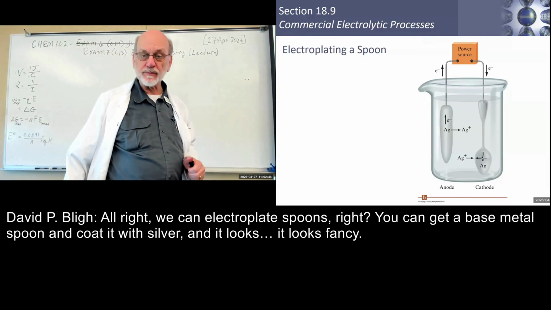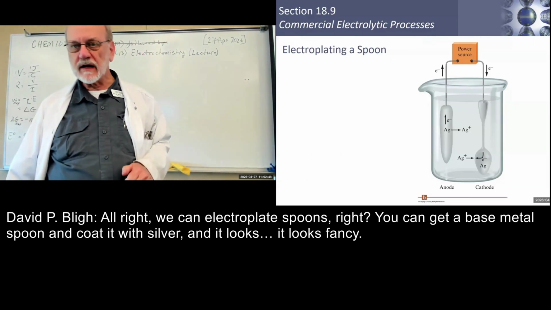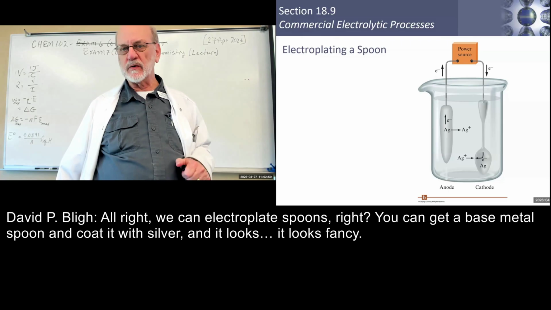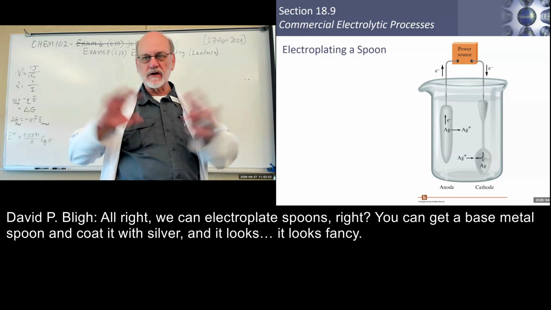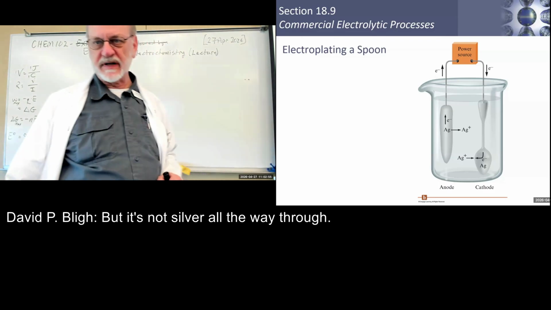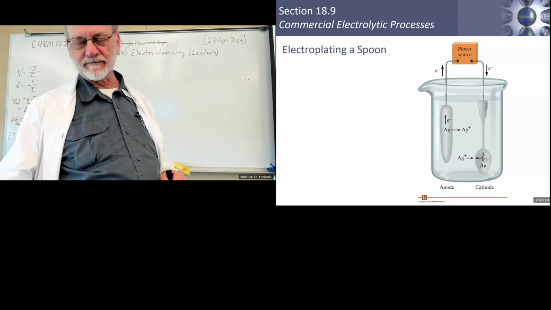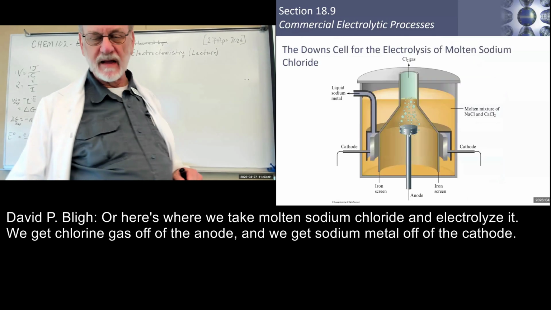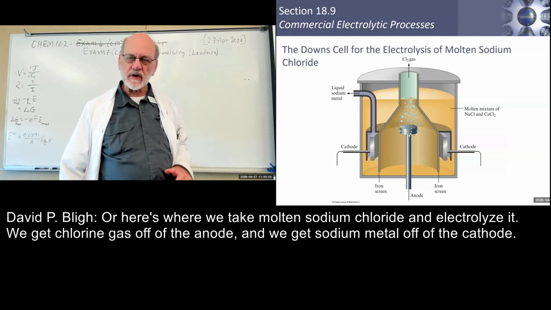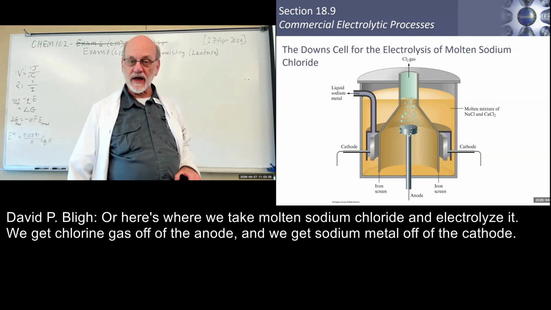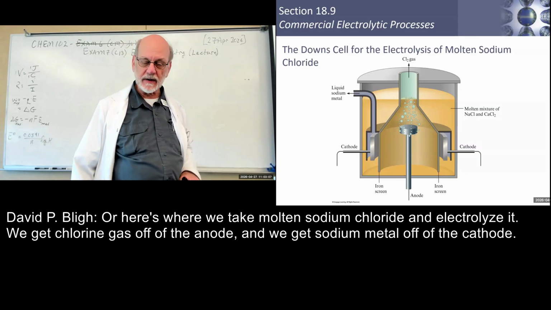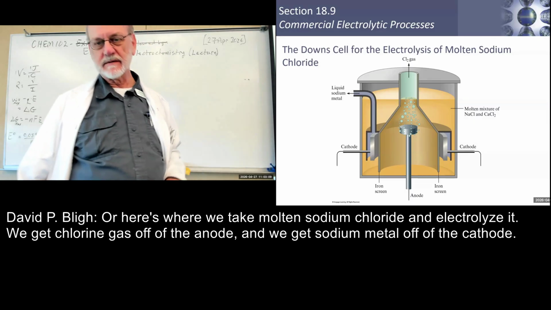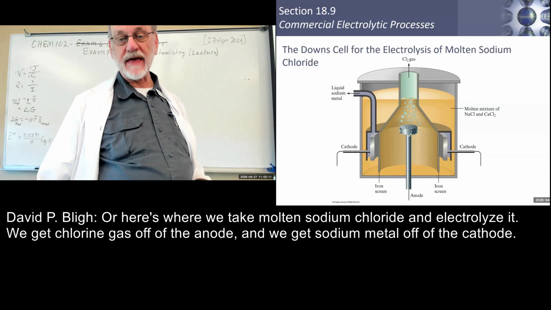All right, we can electroplate spoons, right? You can get a base metal spoon and coat it with silver, and it looks fancy, but it's not silver all the way through. Or here's where we take molten sodium chloride and electrolyze it. We get chlorine gas off of the anode, and we get sodium metal off of the cathode.